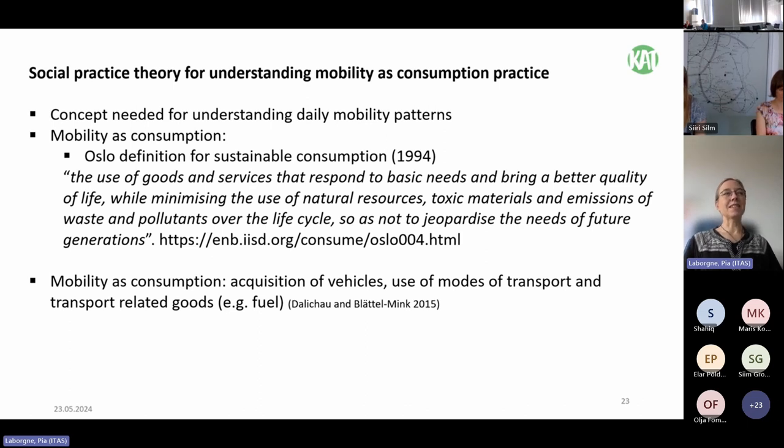And mobility can be understood as consumption practice, following the Oslo definition for sustainable consumption, which is the use of goods and services that respond to basic needs and bring a better quality of life while minimizing the use of natural resources, toxic materials, and emissions of waste and pollutants over the life cycle, so as not to jeopardize the needs of future generations. So mobility as consumption is acquisition of vehicles, the choice of which vehicle you acquire, then use of modes of transport, of transport-related goods like fuel. And all this is responding to basic needs. You need to get from one place to the other.